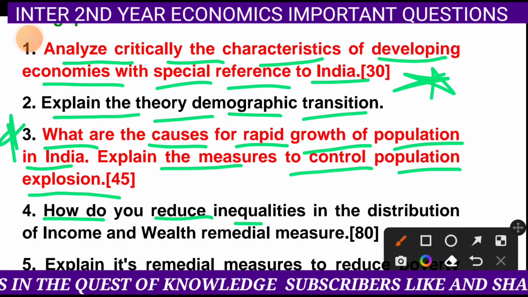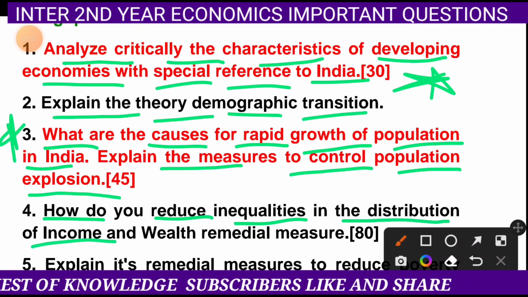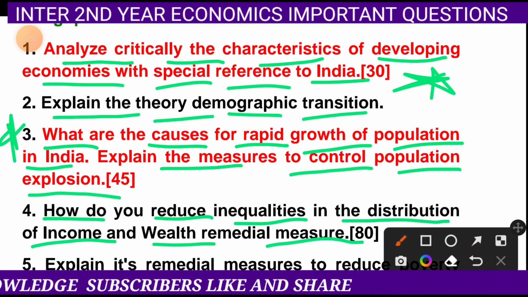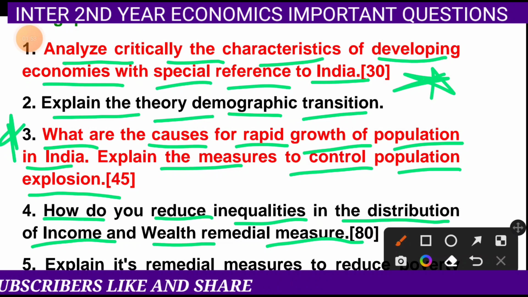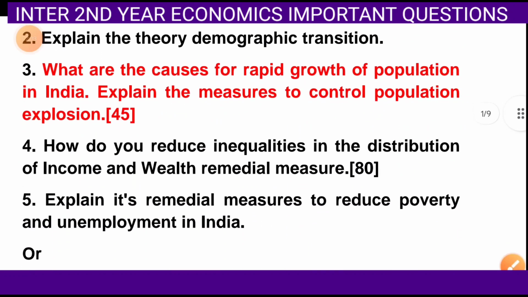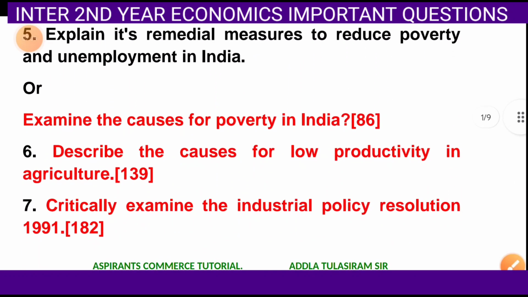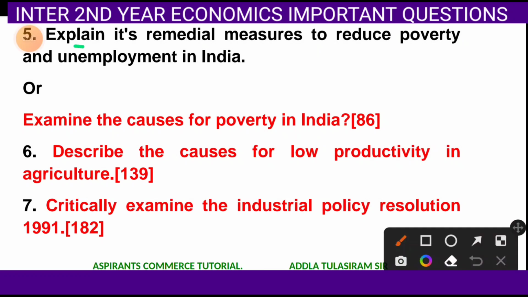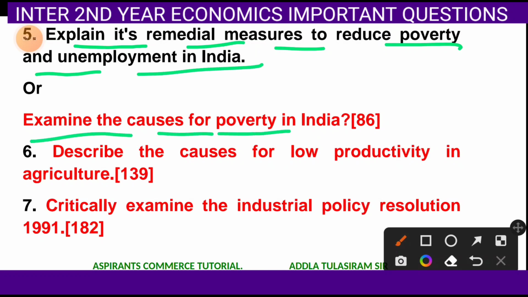How do you reduce the inequalities in the distribution of income and wealth? Remedial measures to reduce these things. These are very important questions relating to long questions. And next we have: explain the remedial measures to reduce poverty and unemployment in India, or examine the causes of poverty in India, how to control poverty. These are the important questions. Either it may be asked in this way or that way.